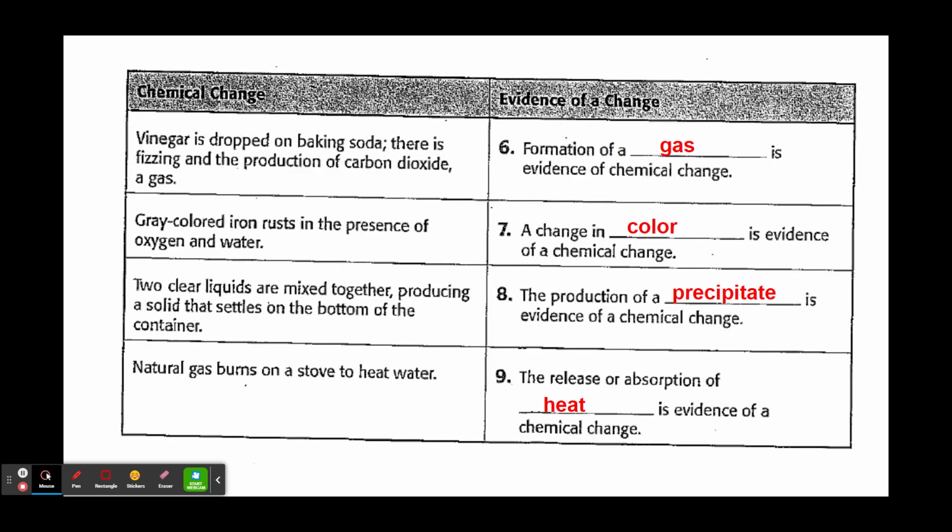Now, a chemical change is when things get exciting because something new is made. The originals no longer exist. They have become something new that wasn't there before. Examples of that are whenever a gas is formed, there's bubbling and fizzing, or something rusts. In other words, there's an unexpected color change, or a precipitate is formed, which means that a solid comes from two liquids that are being mixed together. Also, if there is a change in temperature, meaning the release or absorption of heat, something gets hot or cold, that is also evidence of a chemical change.